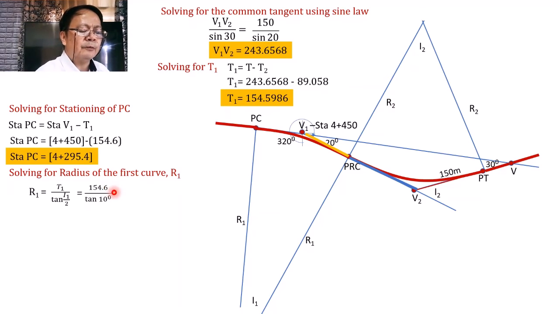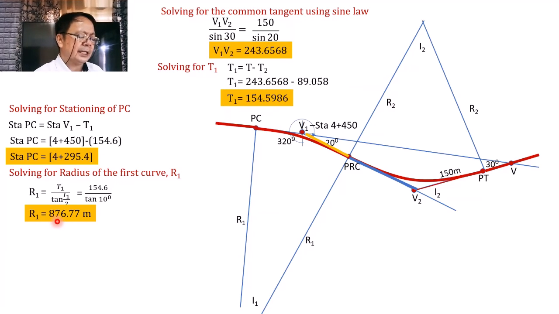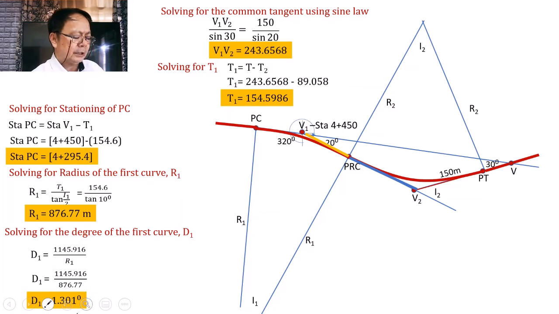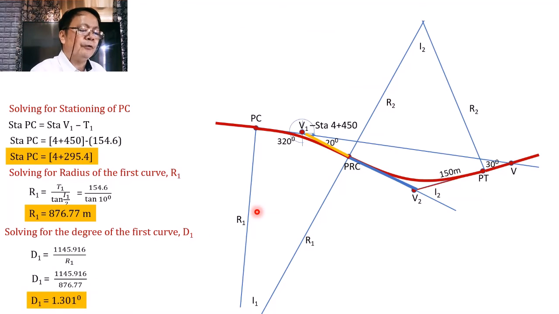So we can compute for R sub 1 to be 154.6 divided by tangent of 10. That gives us a value of R sub 1 equal to 876.77. So from R sub 1, we can compute for D sub 1. And that D sub 1 is equal to 1145.916 over R sub 1, giving us a value of 1.301 degrees.